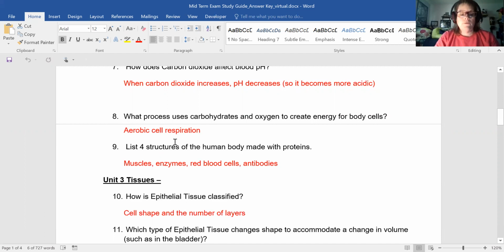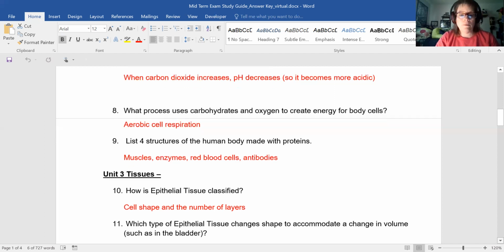Number 9, 4 structures of the human body made with proteins. Well, muscles, enzymes, red blood cells, and antibodies. Okay, we've talked about these two. We've touched on red blood cells and antibodies. We're going to talk about those second semester, so that's coming up.